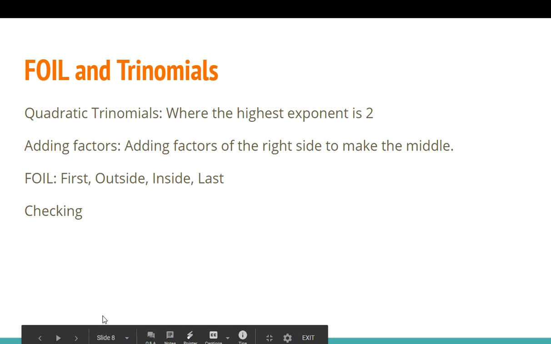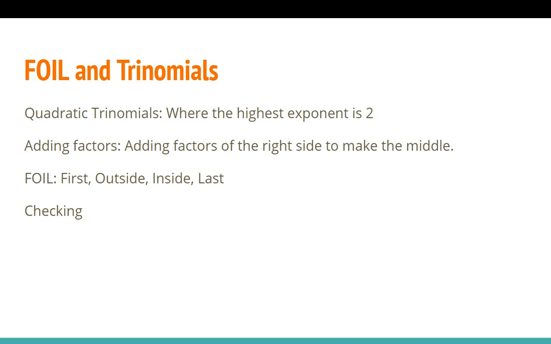Next, we're going to talk about FOIL. So FOIL stands for first, outside, inside, and last. So for example, if we have the equation a plus 2 times the quantity a plus 4, with FOIL we would multiply the a in a plus 2 times the a in a plus 4, which is a to the second power. Then we will multiply the a in a plus 2 times the 4 in a plus 4, which is 4a. Then we will multiply the 2 in a plus 2 times the a in a plus 4, which is 2a. And then we will multiply the 2 in a plus 2 times the 4 in a plus 4, which equals 8.